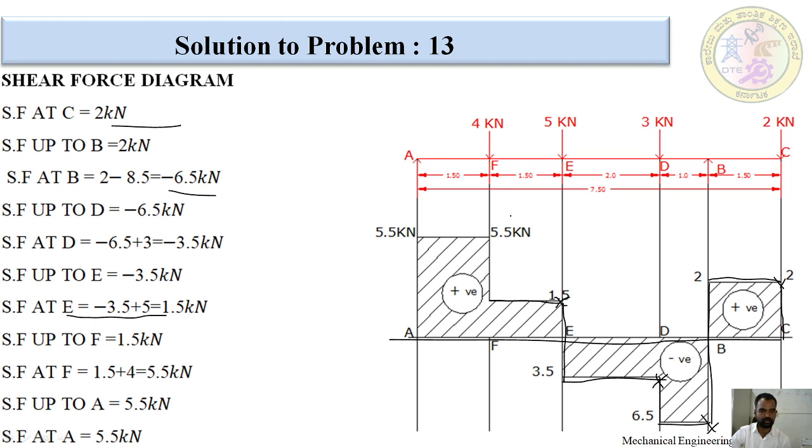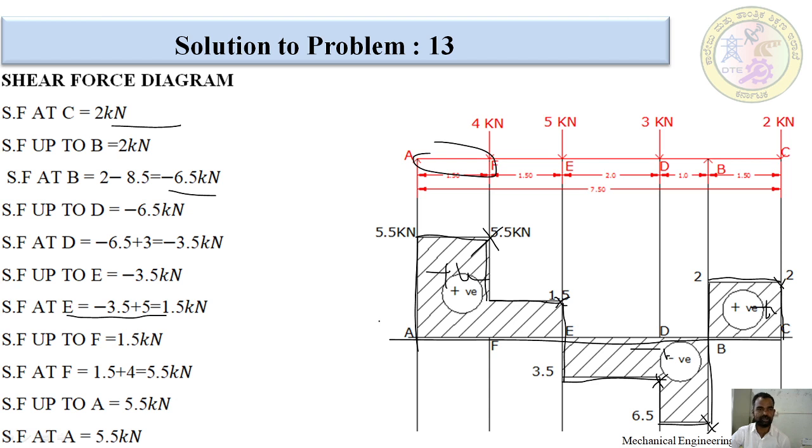How much at A point? At F point I got 5.5. I am going to mark here. I am going to join with the left line. There is no load between these 2 points, so I am going to draw with the horizontal line and join with the 0 line. This value is positive. This is also positive. This is negative. This is the shear force diagram. This completes the shear force diagram calculation.